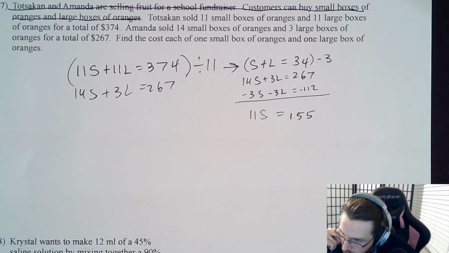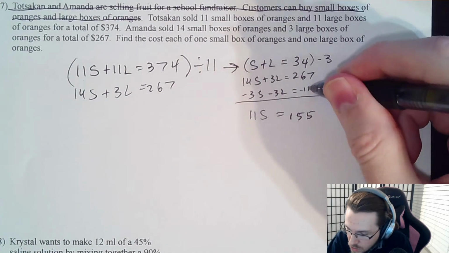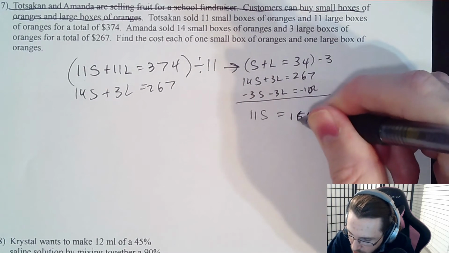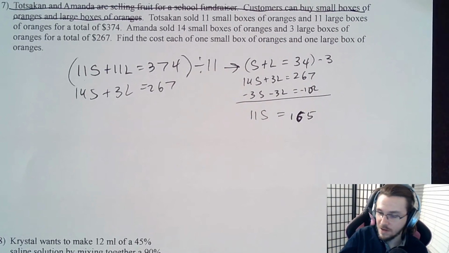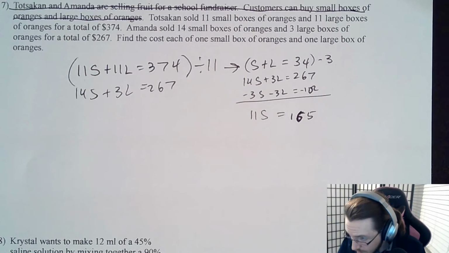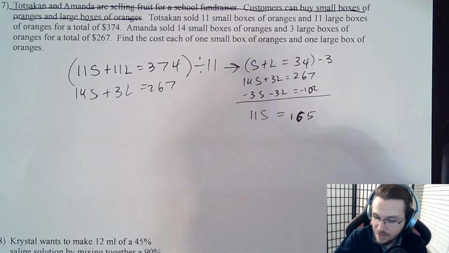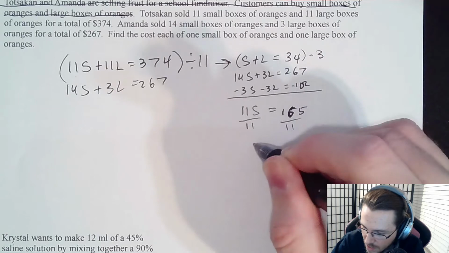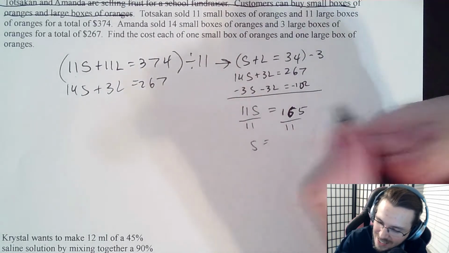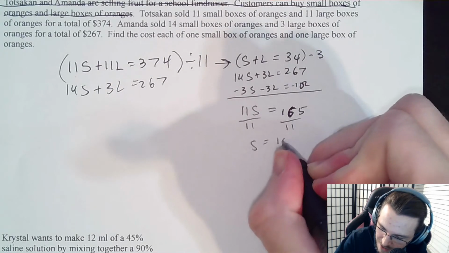Minus -3, 90. Oh, it's 102. It's okay. There's my comments. I fixed it fast enough. 165. That makes much more sense. Now I can divide both sides by 11, and it comes out to a nice and neat 15.